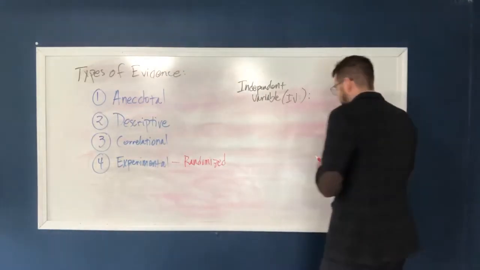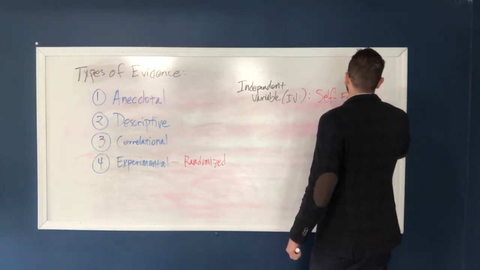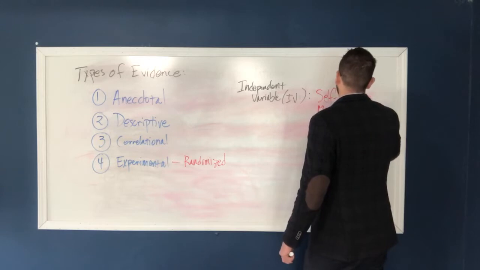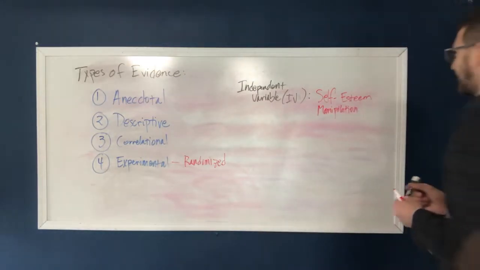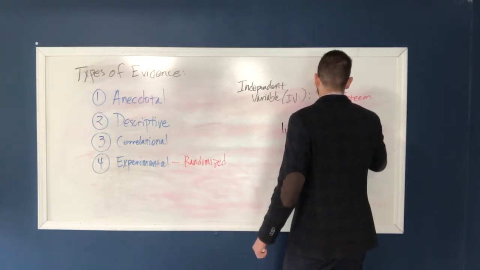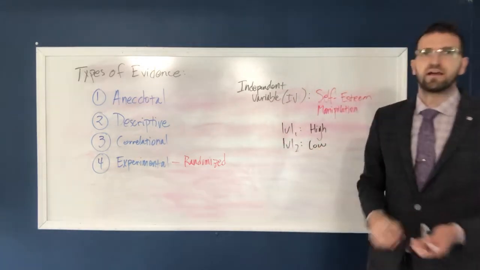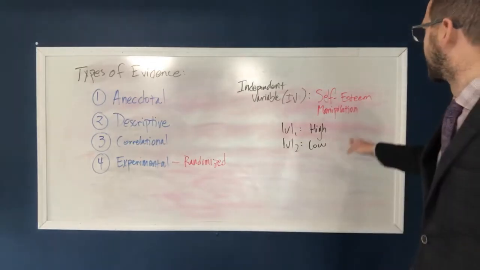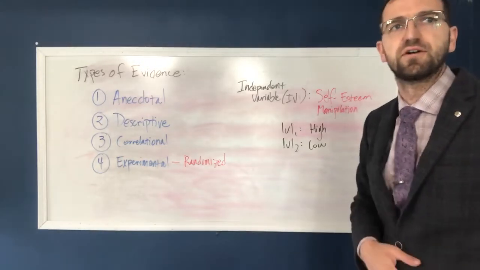So let's get into that. So let's say I had a procedure, I had a self-esteem manipulation, and I had this method that either gave people a high LVL, which stands for level or group. Okay, so my procedure either left people with high self-esteem or low self-esteem.